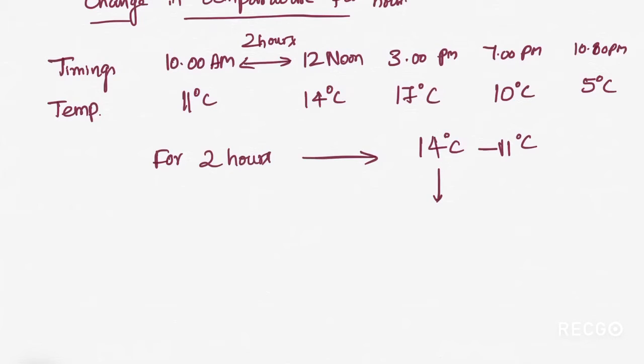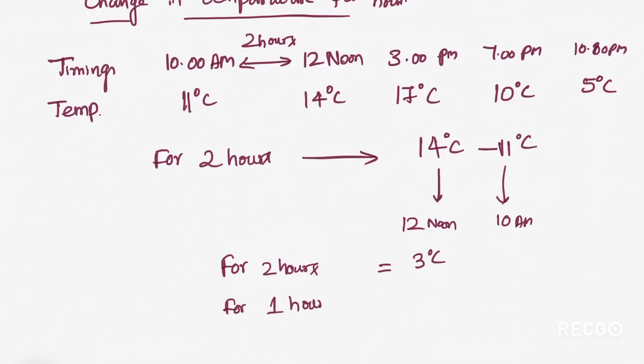What is 14 degrees centigrade? It is the latest, at 12 noon. And what is the other one? The past temperature at 10 a.m. How much is the change in temperature? 3 degrees centigrade. For 2 hours, change in temperature is 3 degrees centigrade. For 1 hour, how much is that? 3 degrees centigrade by 2 hours.